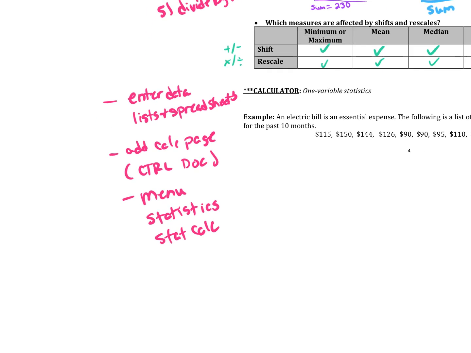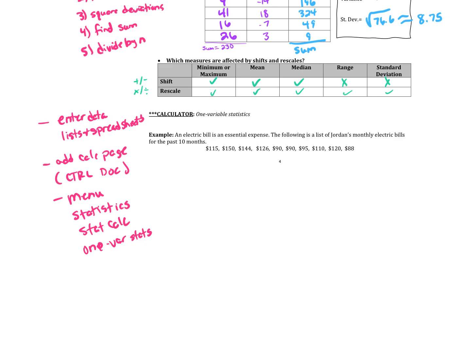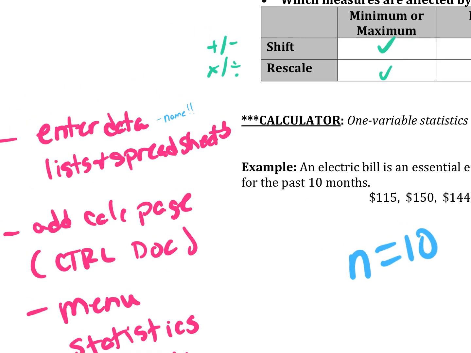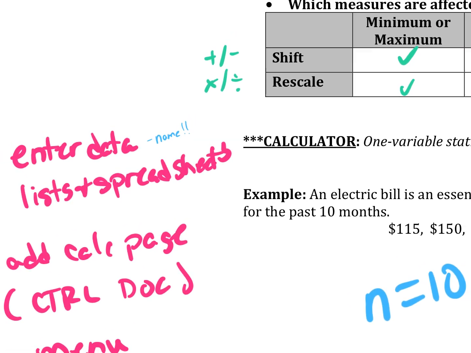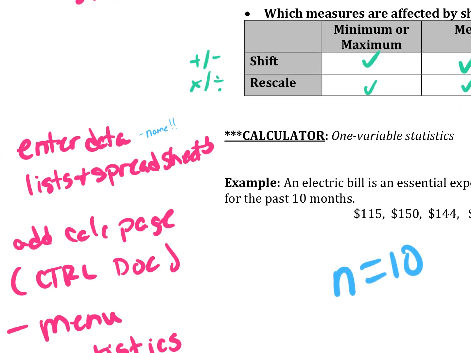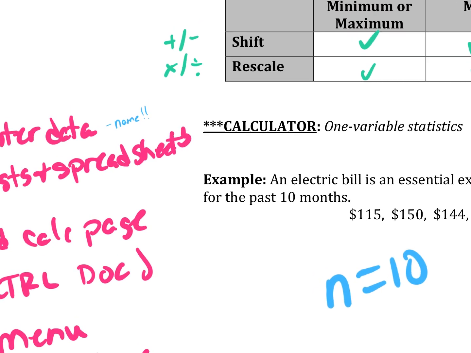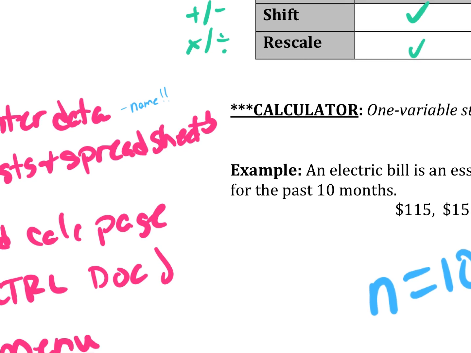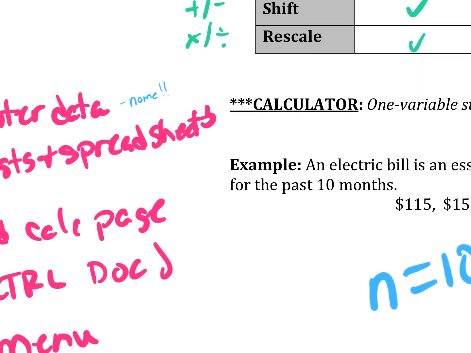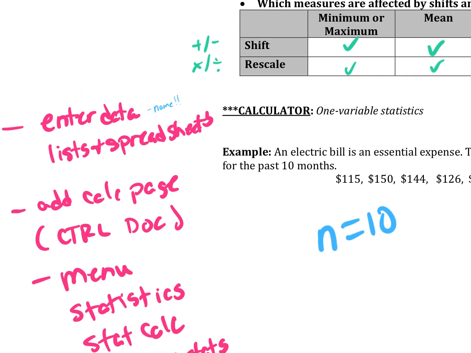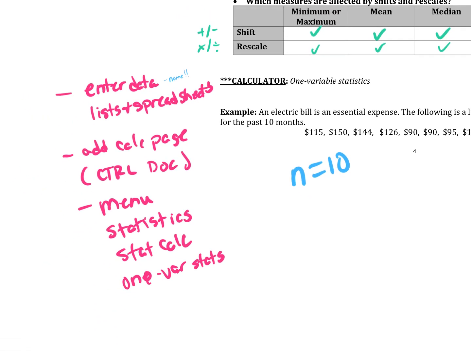Menu, statistics, stat calculations, one variable statistics. Wait, what is the range again? On the calculator, it's not going to show you the range. The mode, sorry, the mode. Oh, it's not going to show you the mode either. You're going to have to be able to look at the data. That's not on here. Good question, though. Yeah, so remember to name your set on your calculator.